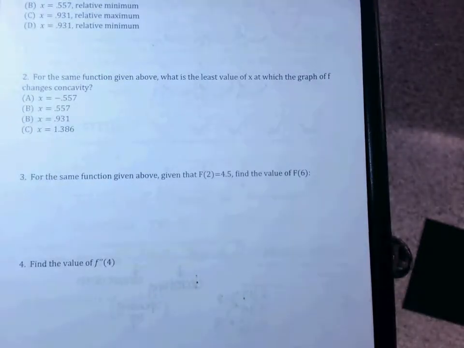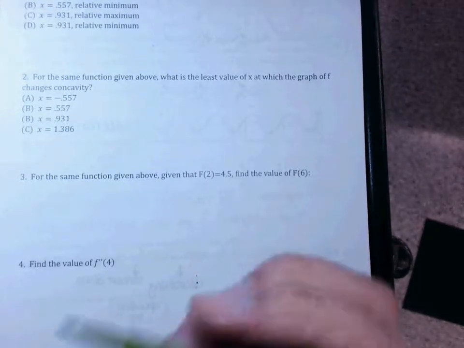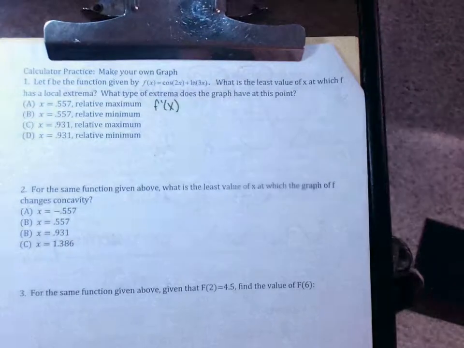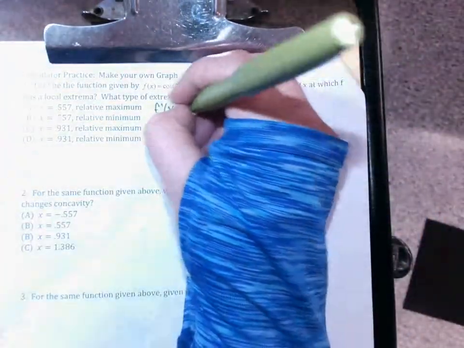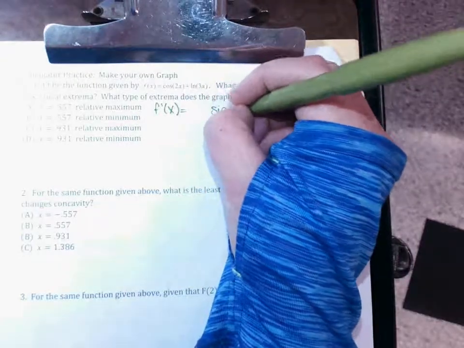So actually now question, if we want to find local extrema, what do we want the graph of? F prime. So we need to find f prime of x first. If my function was cosine 2x, what's the derivative of that? Negative sine 2x times 2. Okay, so it'd be negative sine 2x, and then times by 2.